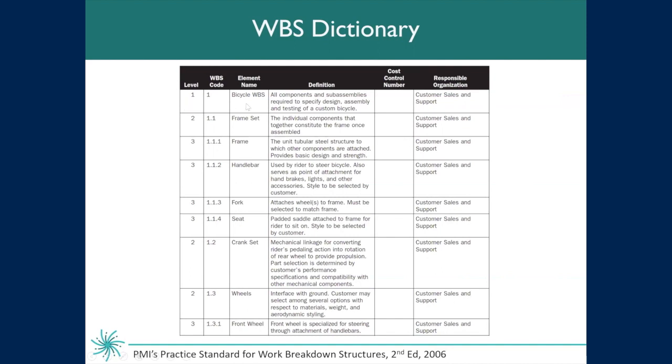You can tell by looking at this what level it is within your work breakdown structure. So again, level 1, project level. We've got level 2, frame set, and then we break down into the level 3 for each of the components. This is what a WBS dictionary looks like, and it can easily be created in Excel.